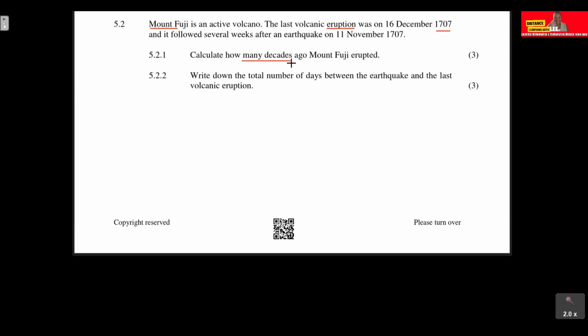Because we know when we're talking about a decade, a decade is actually equal to 10 years. Okay, so have that in mind as we basically build up this solution. Okay, so let's just get started.